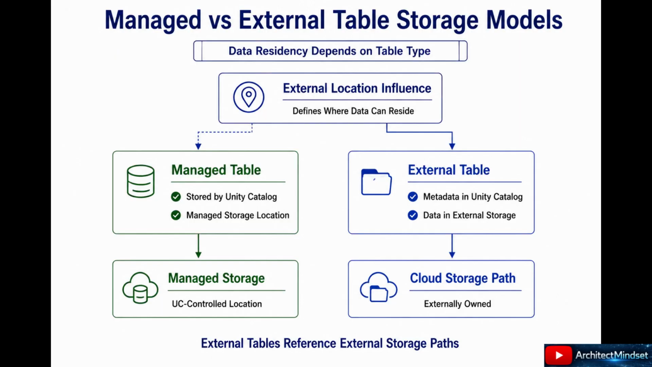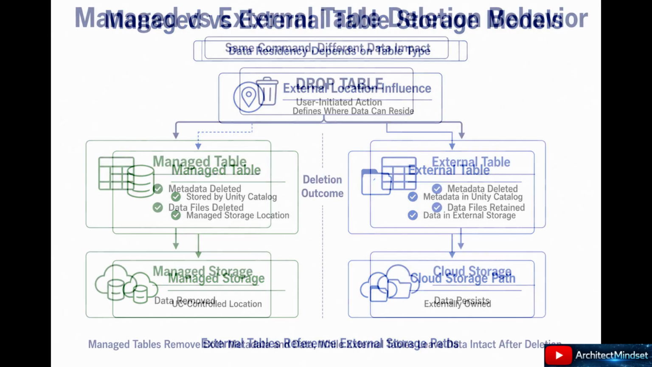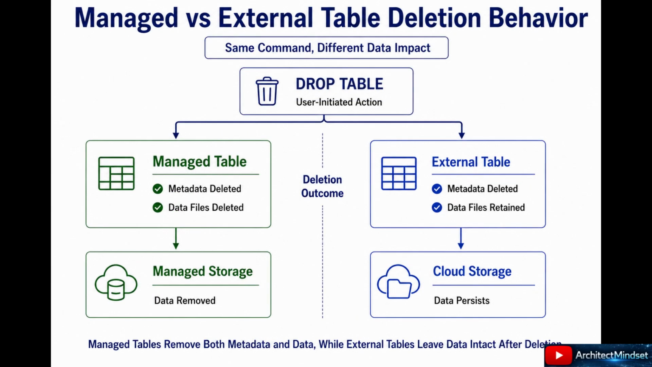External locations also matter because they influence where managed tables, external tables, and volumes can live. A managed table is stored in a managed storage location controlled by Unity Catalog. An external table is registered in Unity Catalog but stores its data files in cloud storage that remains externally owned and managed. This difference is operationally significant.